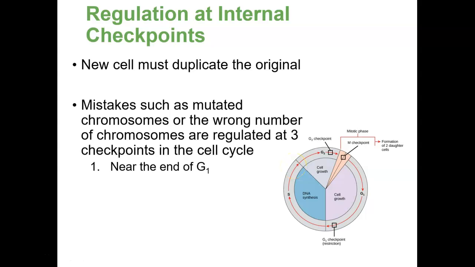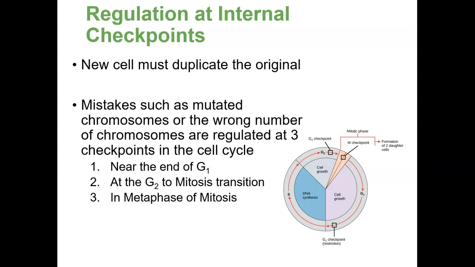So the first checkpoint is at the end of G1. The second checkpoint is at the end of G2 when we're ready to go into mitosis. And the third checkpoint is in metaphase of mitosis. So these 3 checkpoints are really important to check and make sure that the cell has everything set up and is ready to successfully go through mitosis and produce 2 new cells.